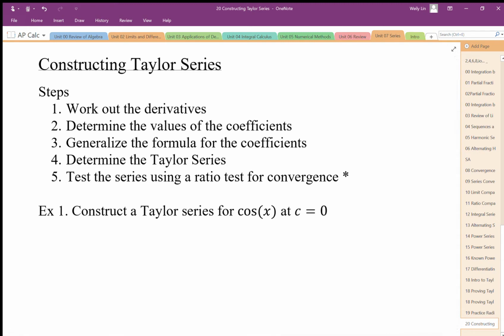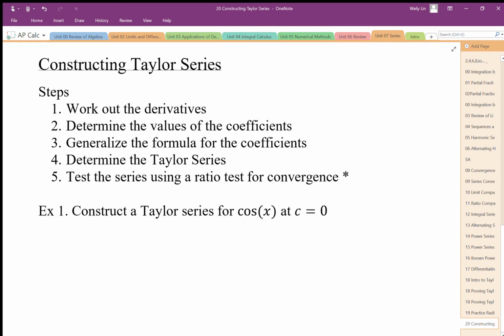So this lesson is really just about practicing constructing Taylor series and also practicing our tests for convergence. So basically the steps are going to be: we're going to work out the derivatives, we're going to determine the values of the coefficients, we're going to do that expansion, and then we want to try to generalize the formula for those coefficients.